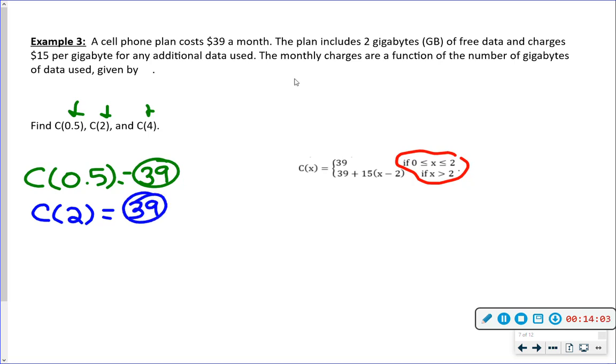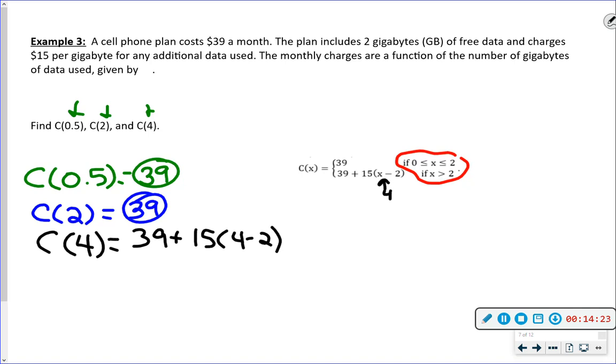Okay, let's do C of 4. I'm going to do a little work on this one because clearly 4 is over 2, so I'm going to have to plug the 4 in here and actually do some calculations now. So we're going to have to figure out what's 39 plus 15 times 4 minus 2. We can mental math it. I hear calculator keys, but we can mental math it. 2 times 15 is what? 30 plus 39. We don't need a calculator.